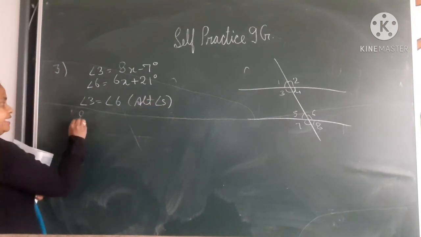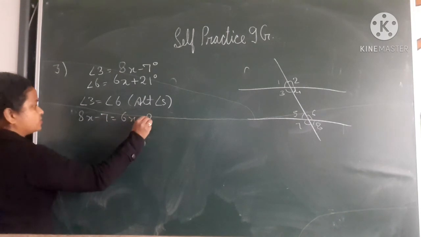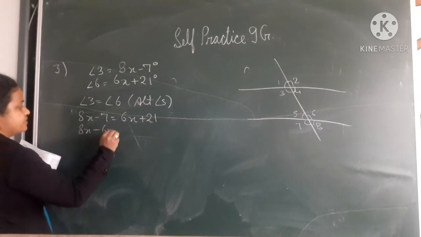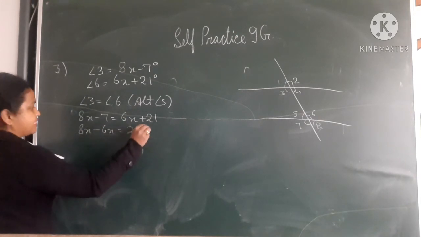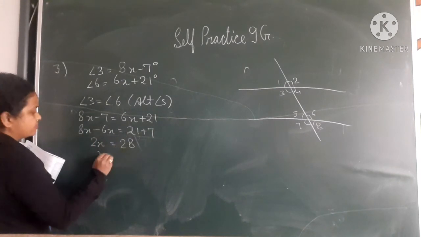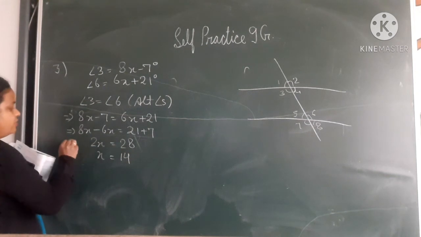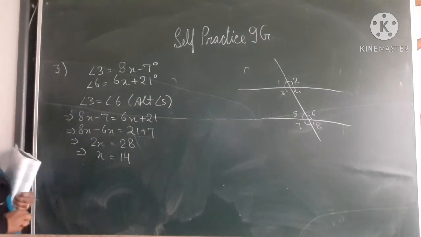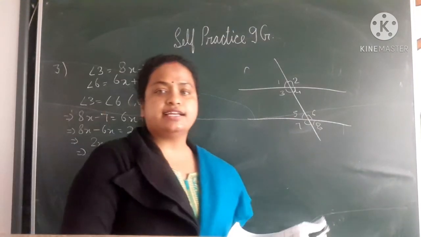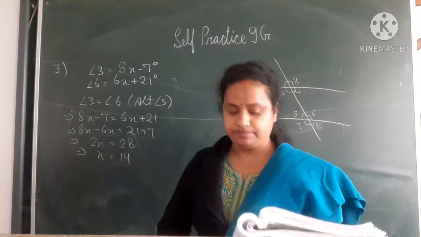So means 8x minus 7 will be equal to 6x plus 21. 8x minus 6x is equal to 21 plus 7. So 2x is equal to 28, x is equal to 14. Okay, the value of x will be equal to 14. Okay, so it is correct. Why? Because as it is alternate angle, the alternate angles are equal to each other.